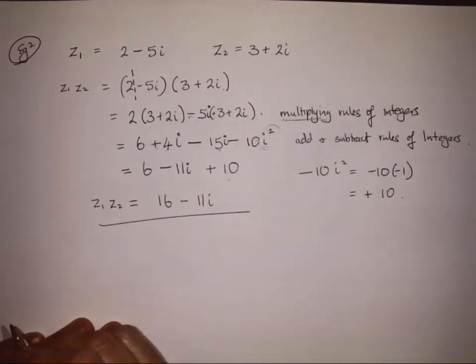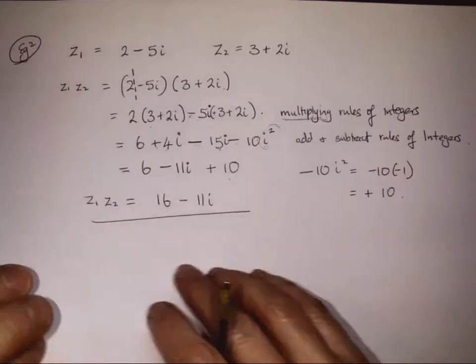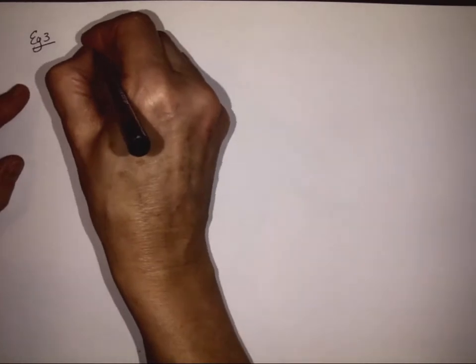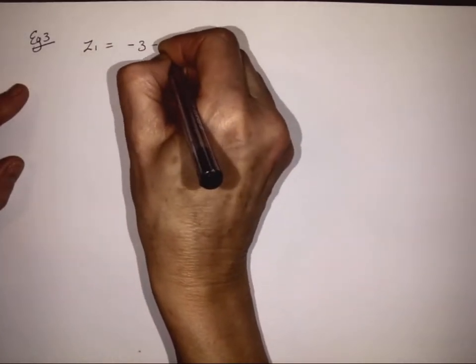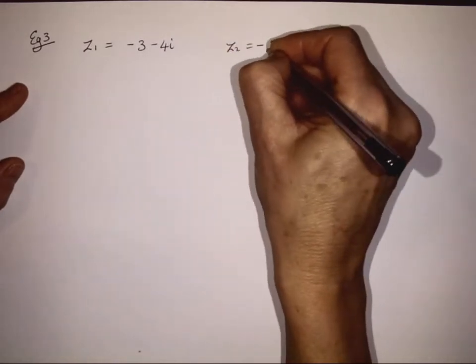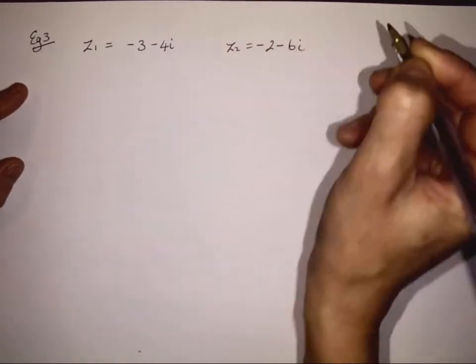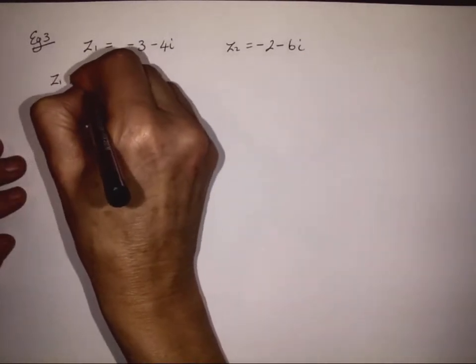Right, okay. I'll do another one with more minuses. Call it example 3. And hopefully I remember the i's. Okay, so say we call it again Z1 equals minus 3 minus 4i. And Z2 is going to be minus 2 minus 6i. And we'll multiply them, Z1 multiplied by Z2.